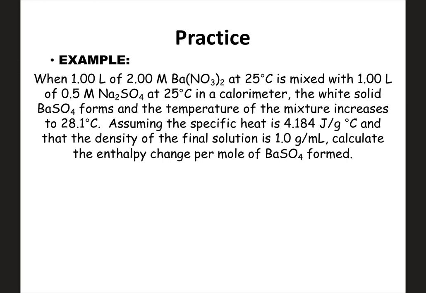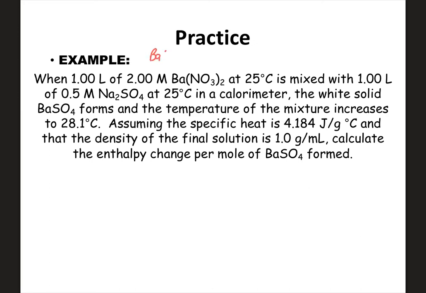We're assuming the specific heat is 4.184 joules per gram degrees Celsius and that the density of our final solution is 1 gram per milliliter. We want to calculate the enthalpy change per mole of the barium sulfate that forms. That's important here. We're going to be specifically looking at the enthalpy change involved per mole of the substance that formed. That changes the problem a little bit. But the first thing you should realize is that I'm mixing two substances, doing a reaction, and I'm worried about one of the substances that is forming. So I probably need to write the reaction that's actually taking place.